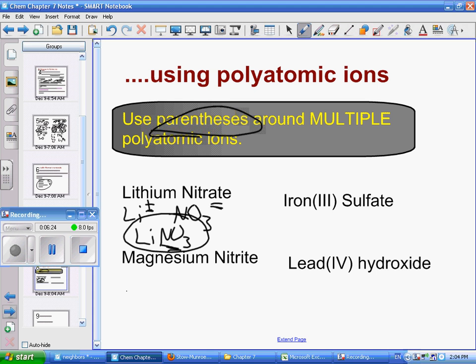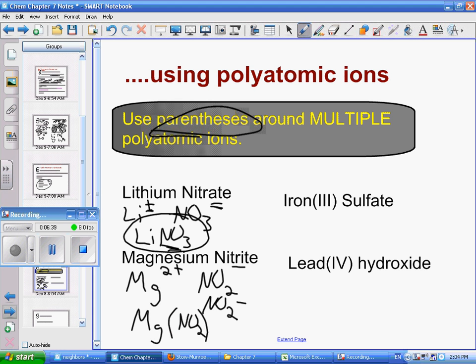With magnesium nitrite, magnesium is 2 plus. Nitrite is 1 minus. So it looks like I need to double up on my nitrites. That means I have magnesium, only one of them, but I need 2 nitrites. So I'm going to package it in parentheses and write a 2 outside. That's the only acceptable answer there.